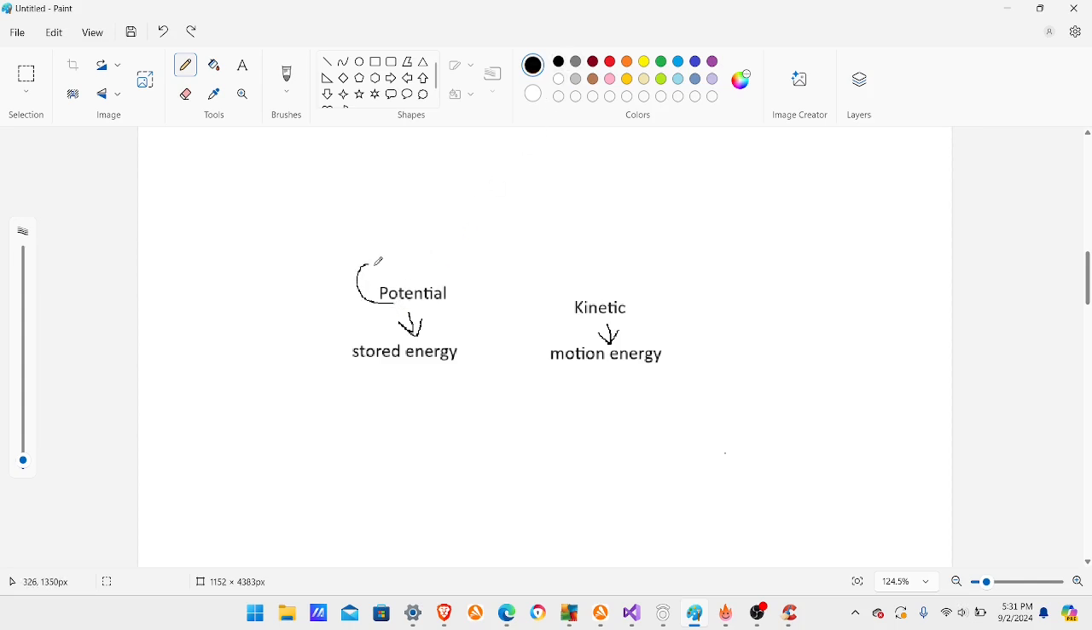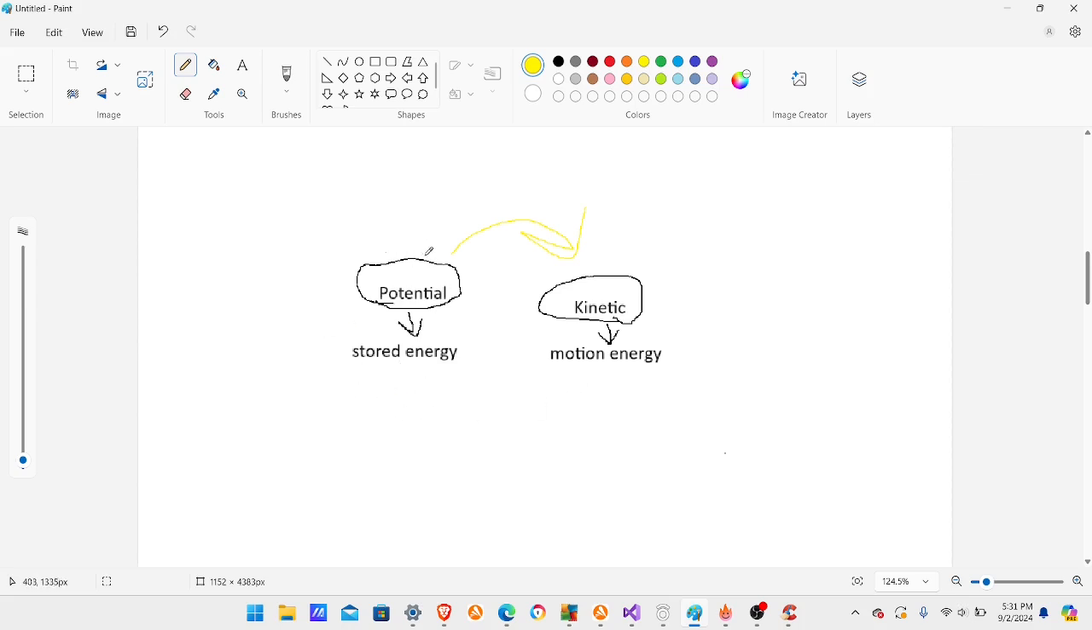Yeah, so we're going to be talking about potential energy, and we're going to be talking about kinetic energy. Potential energy is stored energy. Stored energy can be converted into motion energy, kinetic energy. But there are different types of potential energy, stored energy, and there are different types of kinetic, motion energy. So that's basically what we're going to talk about.